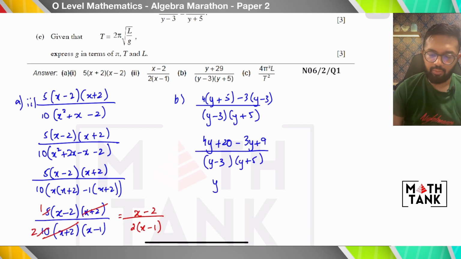So I get y plus 29 over y minus 3 and y plus 5.